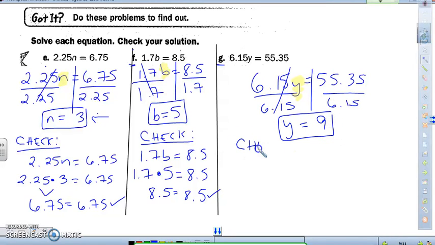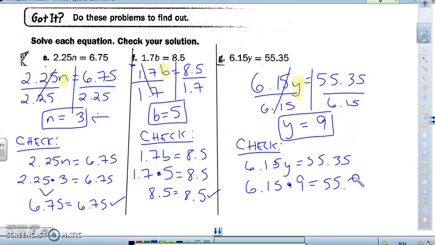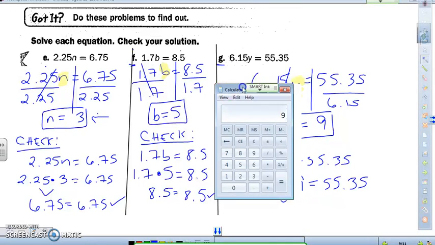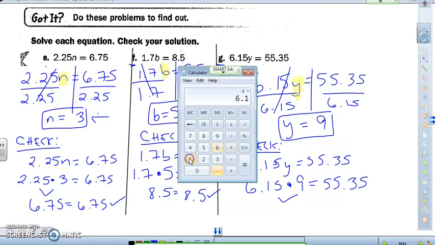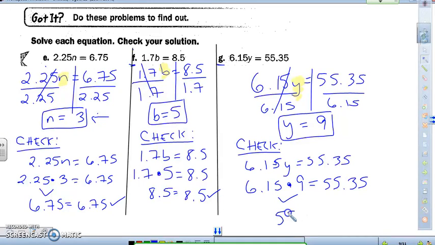So I do my check. 6.15y equals 55.35. 6.15, it's touching the y, so that's multiplication. And I think the answer is 9. I'm going to multiply these two together. So 6.15 times my 9 gives me 55.35. So that means we did the question right.